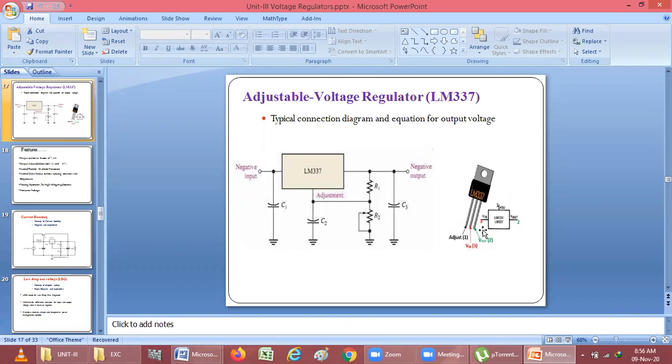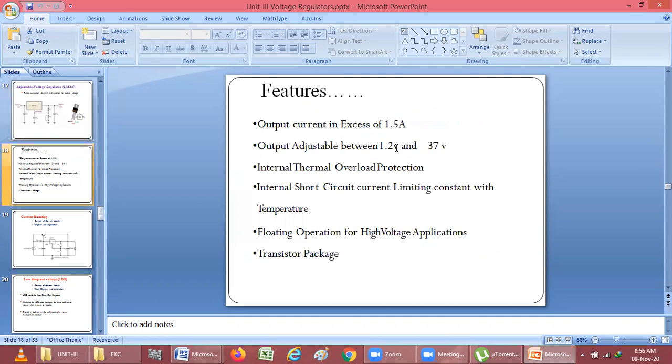So here we can say if there is an LM317, at that time we will give its positive input, and at the output we will get the positive output. But LM337 will have the opposite pin diagram. It means here input and output both have negative values, except the remaining circuit will be exactly similar to the LM317 voltage regulator. Then we have seen some features of the adjustable, or variable, voltage regulator.